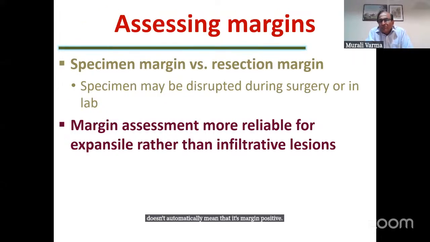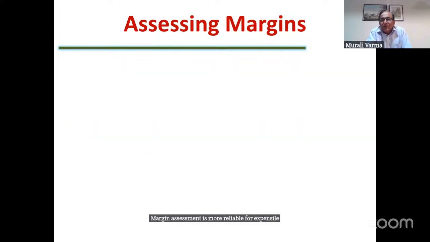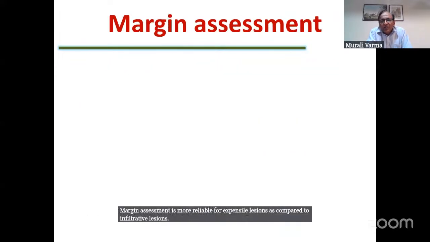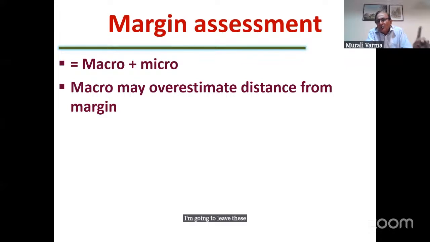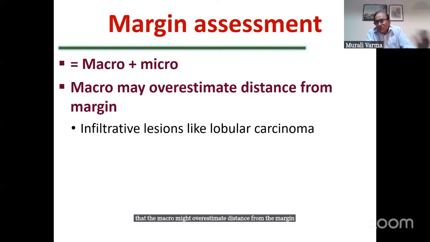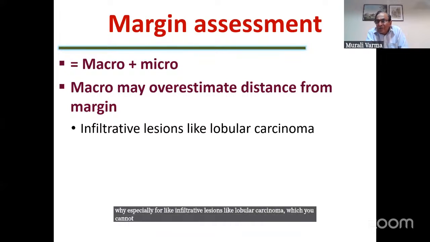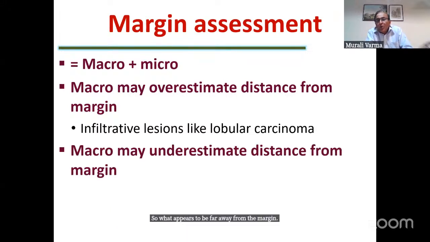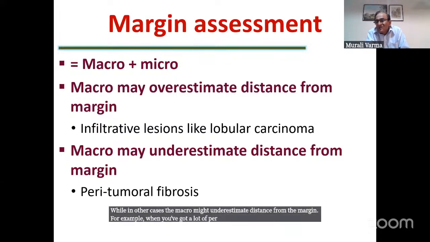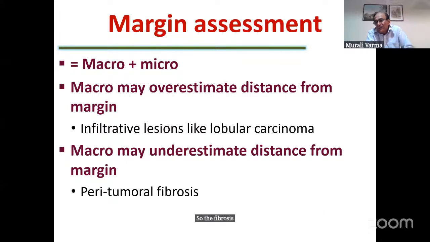Margin assessment is more reliable for expansile lesions as compared to infiltrative lesions. I'm going to leave these few slides because I just want to make a few important points: the macro might overestimate distance from the margin, especially for infiltrative lesions like lobular carcinoma, which you cannot see properly macroscopically. So what appears to be far away from the margin may actually be closer. While in other cases, the macro might underestimate distance from the margin, for example, when you have a lot of peritumoral fibrosis. The fibrosis is very close to the margin or at the margin, but it may not be tumor at the margin.